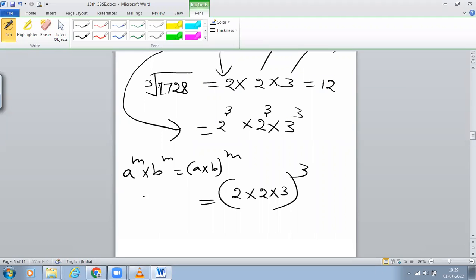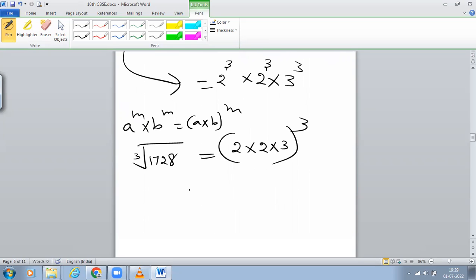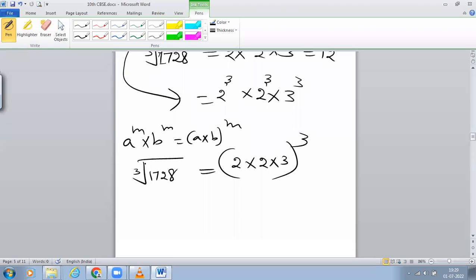What is in the left hand side? We have, sorry, not cubic root of 1728. This is the factorization of 1728. We got it as 2 into 2 into 3 the whole cube. Now 2 into 2 is 4, 4 into 3 is 12. So that is 12 cube. Therefore, 1728 is equal to 12 cube.